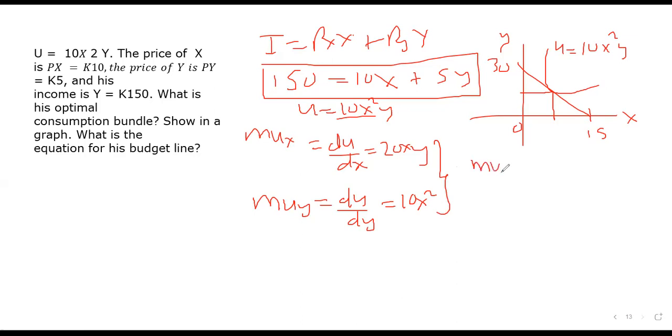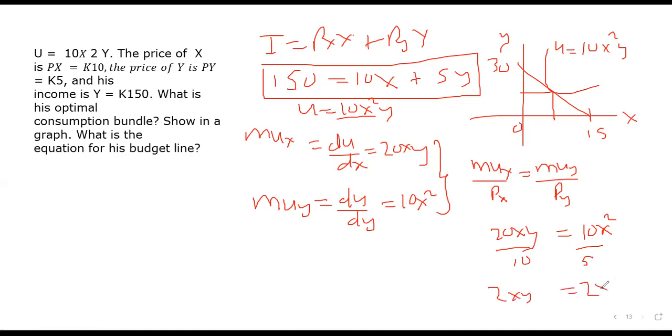So the marginal utility of x over the price of x will be equal to the marginal utility of y over the price of y. So what is our MUx? 20xy. What is our marginal utility of y? 10x squared. The price of good x was what? 10. Price of good y was what? 5. So when you divide this in there, we're going to have 2xy and here 2x squared. At this point, are we together?